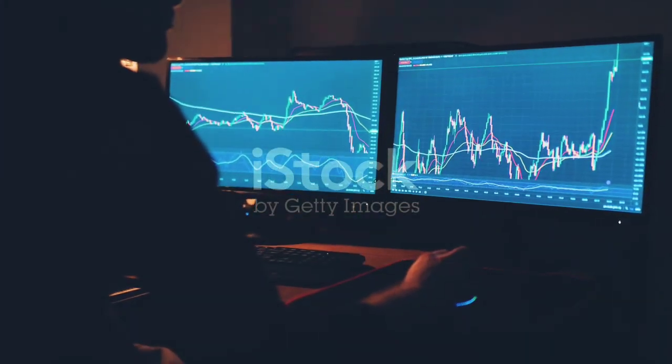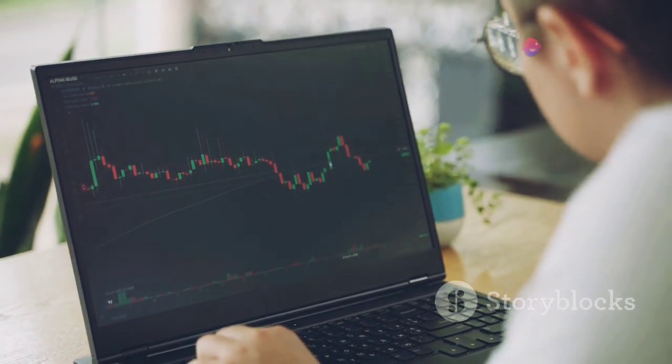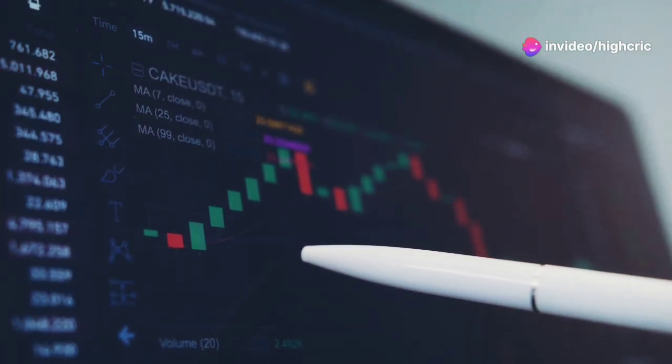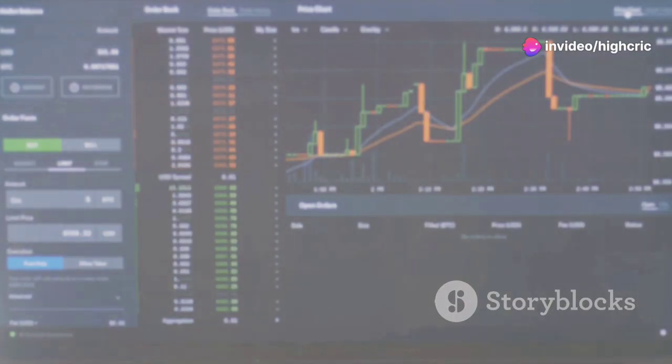Trading strategy. First, for a sell signal, enter a short position on the next candle's open. Next, set a stop loss above the shooting star's high. Finally, set a target at a previous support level or a lower price level.